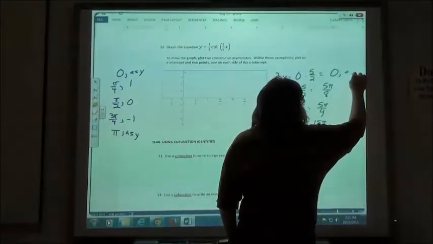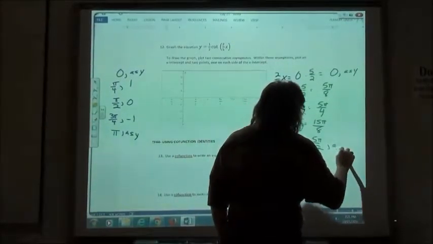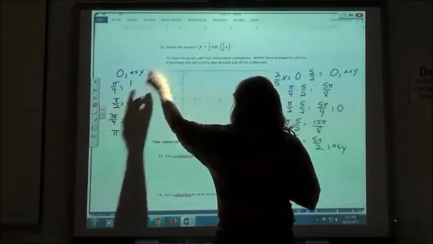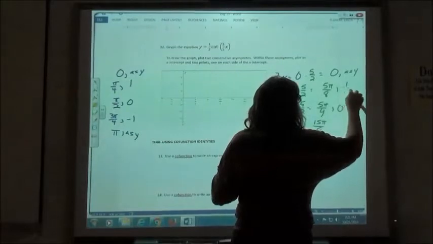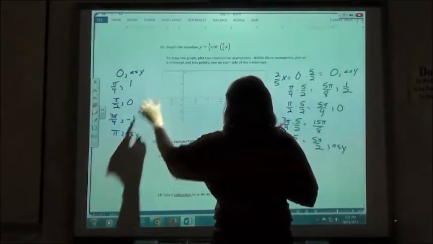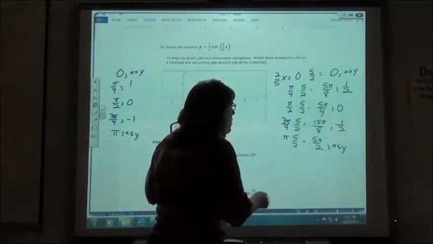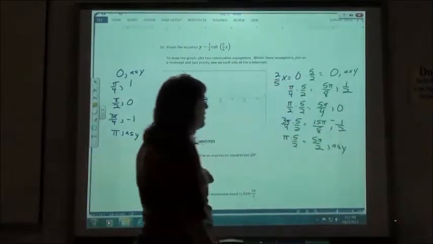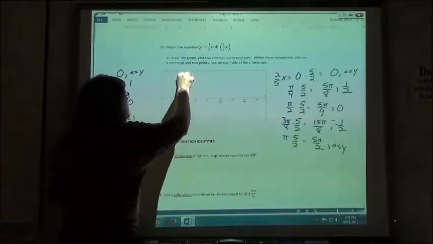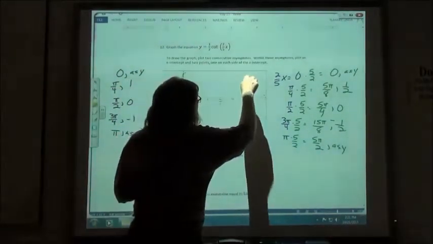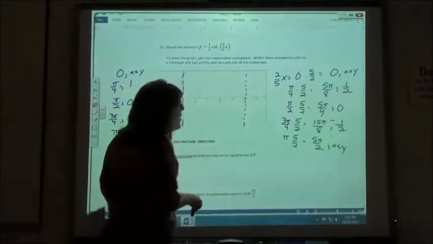So asymptote at the beginning, asymptote at the end, 0 in the middle. 1 times 1/2 is 1/2. Negative 1 times 1/2 is negative 1/2. I'm going to put it out there. So asymptote at 0. Asymptote at 5/2, which they happen to have marked, so I don't have to figure that one out.